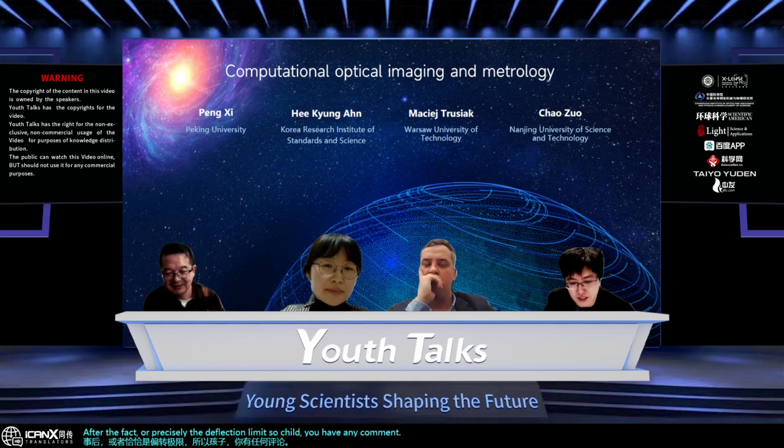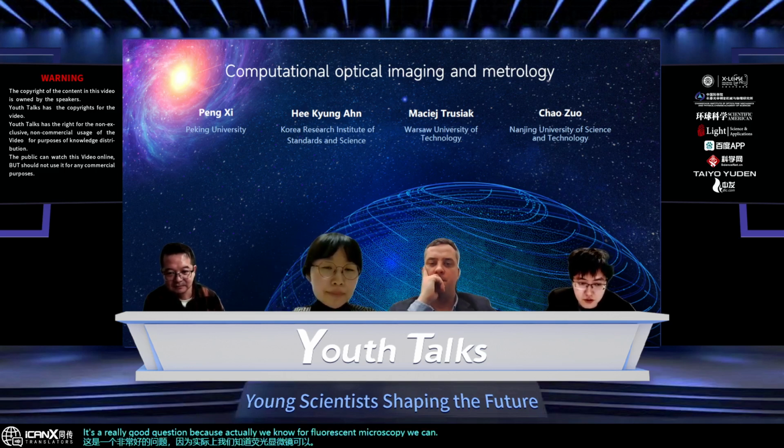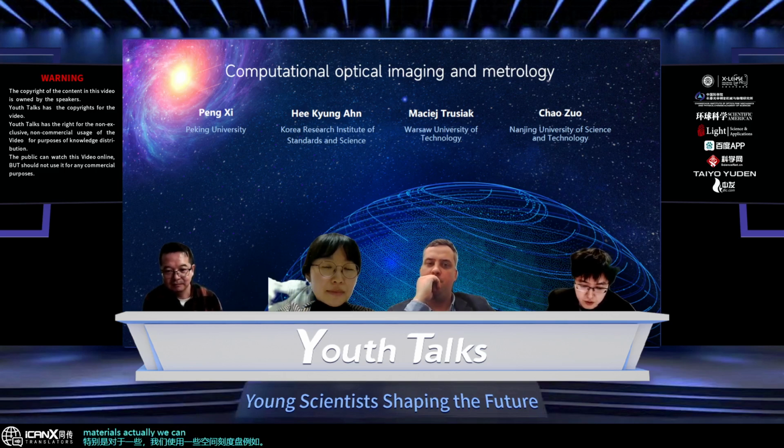Yeah, so I think the question from the audience is a really good question, because for fluorescence microscopy we have several means to break the upper limits, especially using some spatial labeling materials. We can do single molecule localization. But for label-free technology, as mentioned by Professor An, the best resolution we can achieve is the sum of our illumination NA and the objective NA. So I'm not quite sure I caught the question raised by the audience.